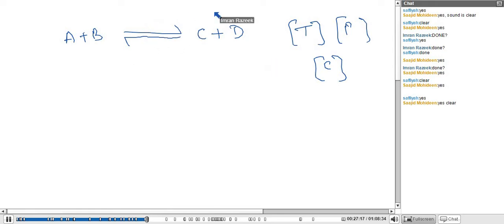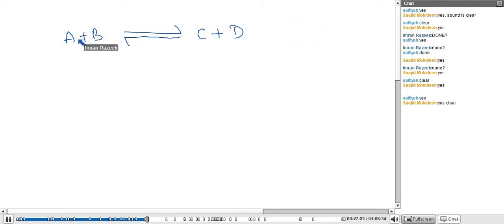That means if you do a change for a system which is already in equilibrium, the system will not like it. It will try to either form more products or more reactants and minimize the external change. That's referred to as the Le Chatelier principle, right? Is it clear?